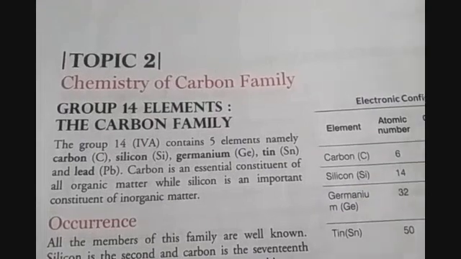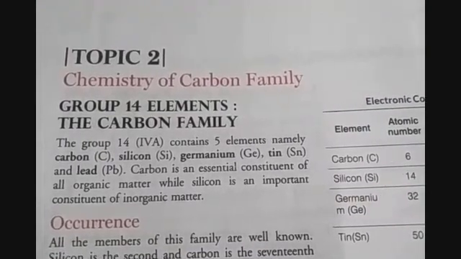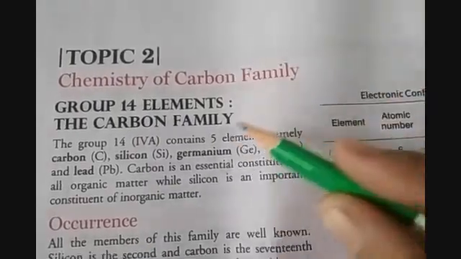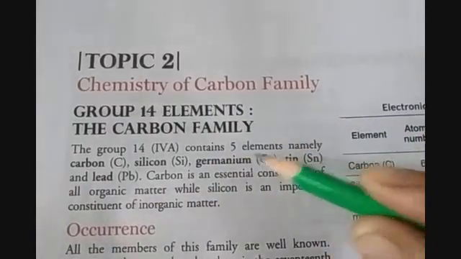Next is group 14 elements. Group 13 I have completely explained. Next is group 14 elements. Group 14 elements are known as the carbon family, and it contains 5 elements.